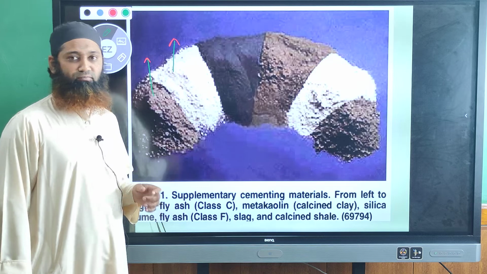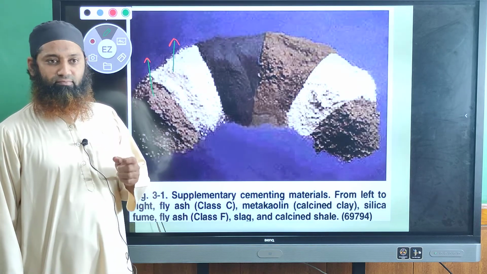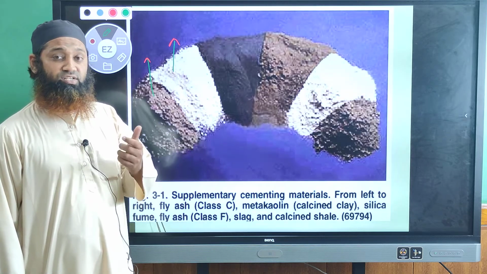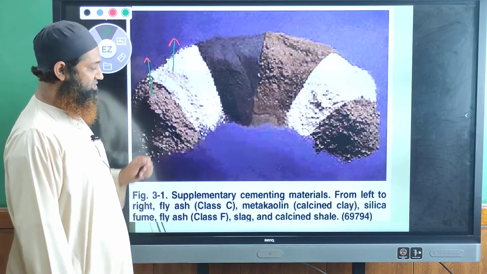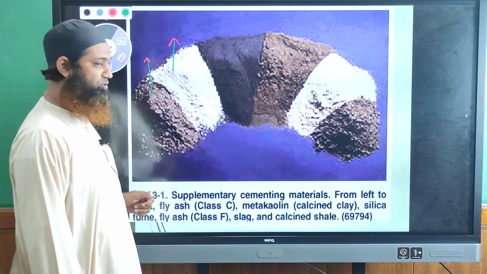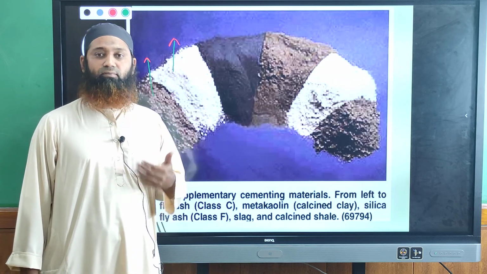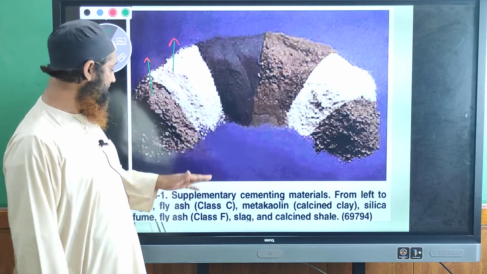What is metakaolin? Metakaolin is a product which we get from the China clay. What is China clay? This clay is used to make porcelain dishes, porcelain materials. So that is metakaolin. And what is silica fume? Silica fume is a byproduct which we get from the thermal power stations. When the coal is burned, the byproduct which is left, that is silica fume.